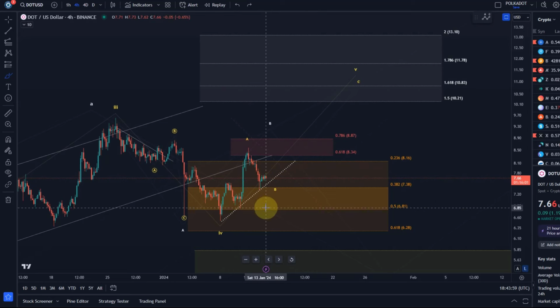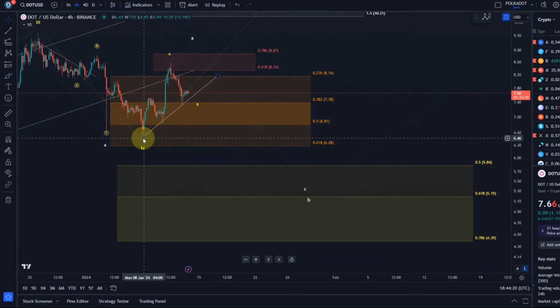We should avoid a break below $6.85, because that would already shift probabilities towards the white count, which is short-term bearish. But until we make a lower low, I think this yellow count can play out, and I'm watching for it to materialize. We just need some kind of a reaction here in this region before breaking below 6.85. But eventually below the fourth wave low, below 6.50, I think it's confirmed that this C wave to the downside is unfolding.